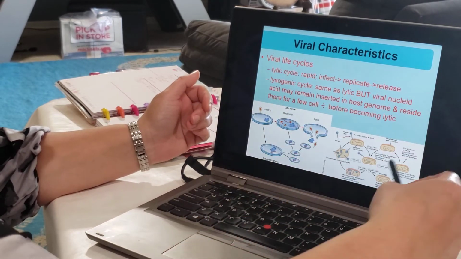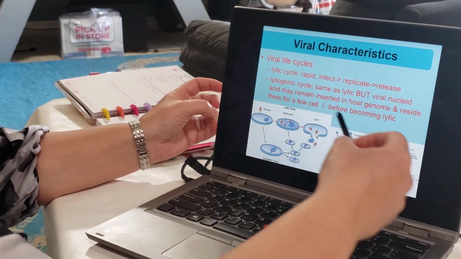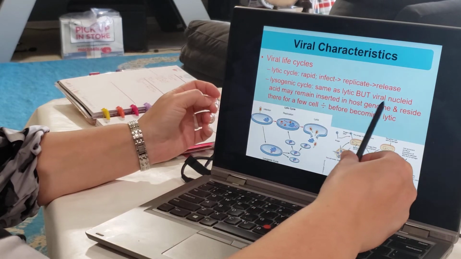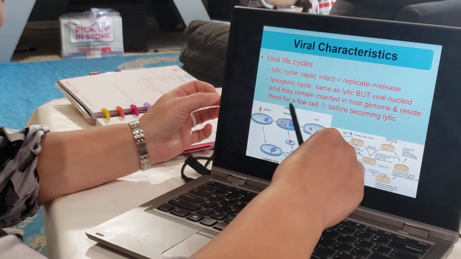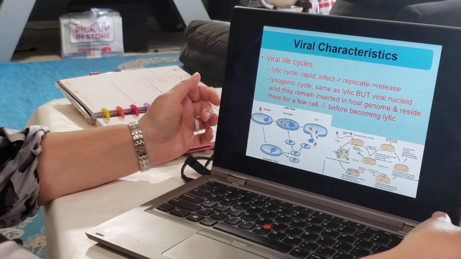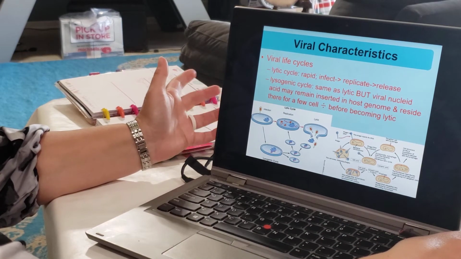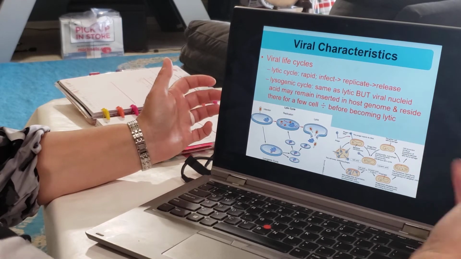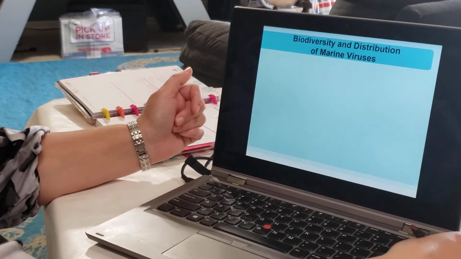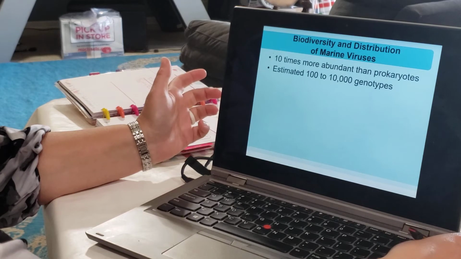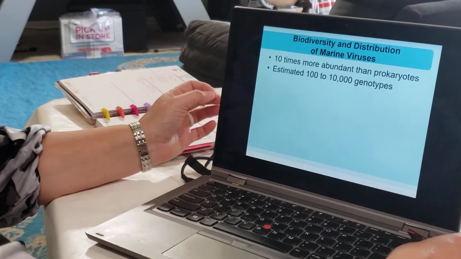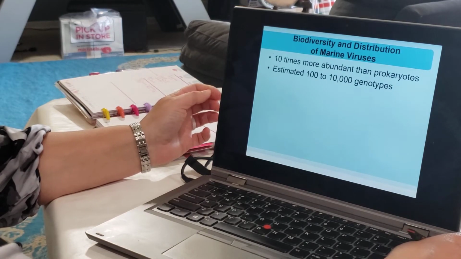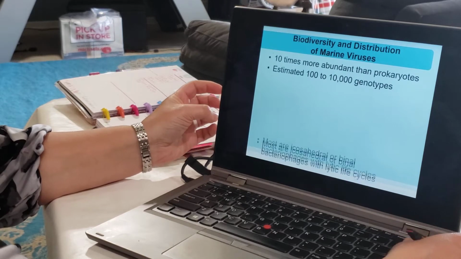That's the lytic cycle. There is also the lysogenic cycle. It's the same as the lytic, but the viral nucleic acid may remain inserted in the host genome and reside there for a few cell divisions before it becomes lytic. So it'll sit in there and stew and get stronger before it becomes lytic. Viruses are 10 times more abundant than prokaryotes, and again, we've said that prokaryotes themselves are very abundant.